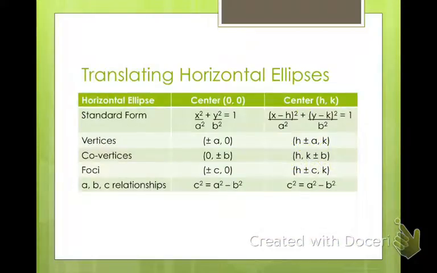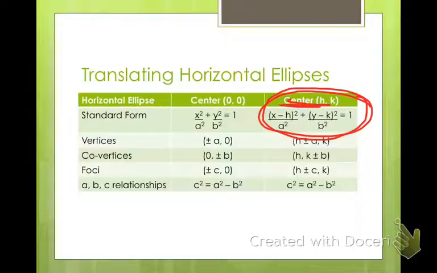The formula for a horizontal ellipse, when it's translated, is just the same, except we're going to change our x squared and y squared to x minus h squared and y minus k squared. The a and the b stay the same. And then just remember that your vertices and your co-vertices and your foci are always from the center. So you're always going to move those from the center, not from the origin.